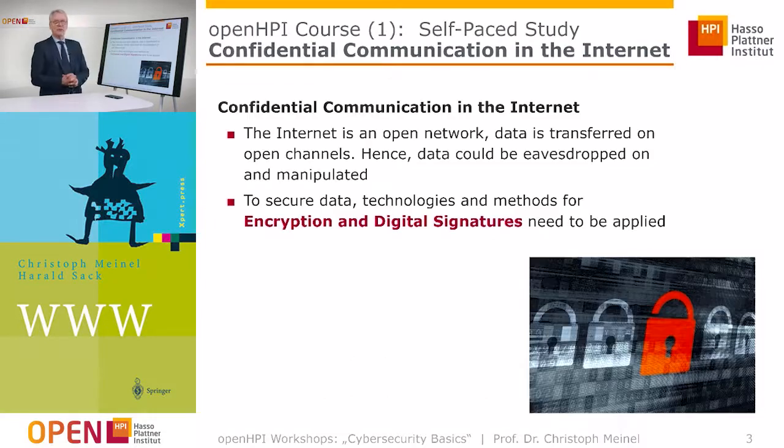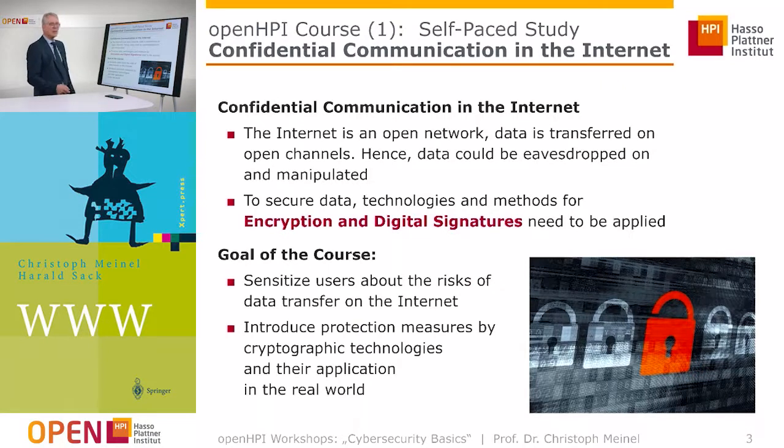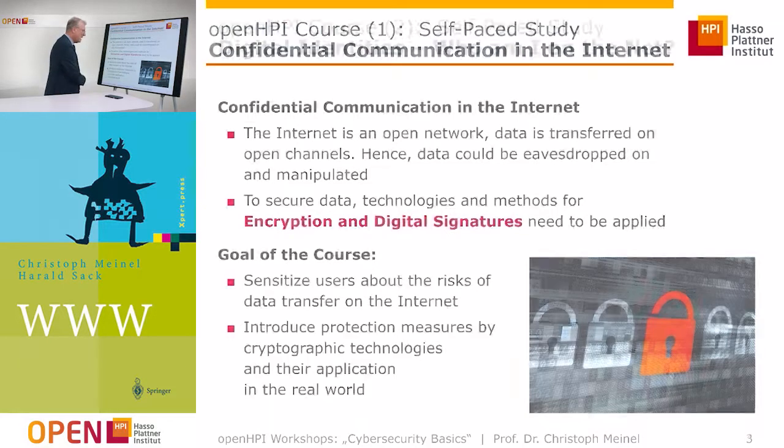Speaking about the 3 courses you can combine. There is the self-paced study of the first course, which is about confidential communication in the Internet. Confidential communication in the Internet is important and is difficult because the Internet is an open network. Data are transferred in open channels, everyone has access, and so it's easy to eavesdrop or to manipulate data transported through the Internet. In order to secure messages and data, technology and methods are needed for encryption and digital signature. And exactly this is the content and the goal of the course: to introduce you to these topics, to sensitize you about the risk of data transfer on the open Internet, and to introduce protection measures by cryptographic technologies and their application in the real world.